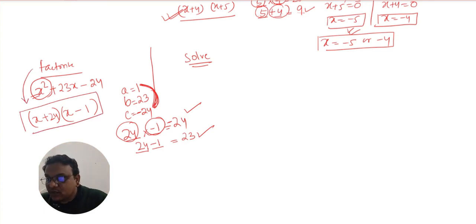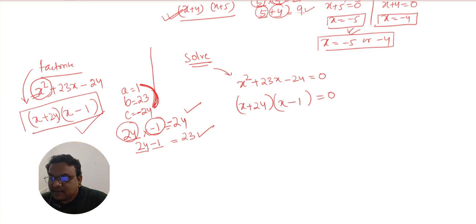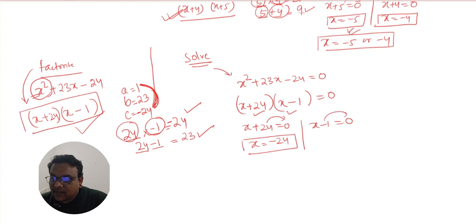Same question, if I tell you solve it, solve means x squared plus 23x minus 24 is equal to 0. Solve means first you have to do the factorization, the thing you have done here, that is x plus 24 times x minus 1, right? This equal to 0. Now do it individually, x plus 24 equal to 0 and x minus 1 equal to 0. Now rearrange it, if I move this, it will be x equal to negative 24, and if I move this one, it will be x equal to 1. So this is how we can solve the questions.